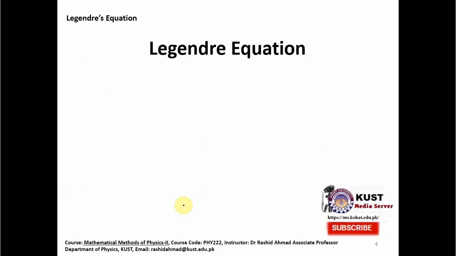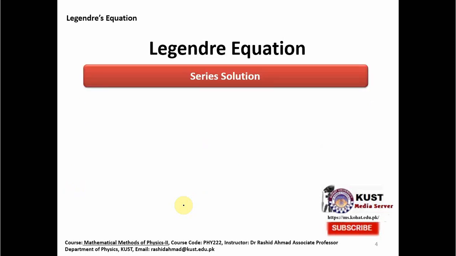So in today's lecture we will consider the solution by a series method. What do we mean by series method? It is that we will expand the solution in terms of a series. For example, let's start with this as our solution y. In the Legendre equation you have seen that we had two variables y and x, so we expand y in terms of a power series.